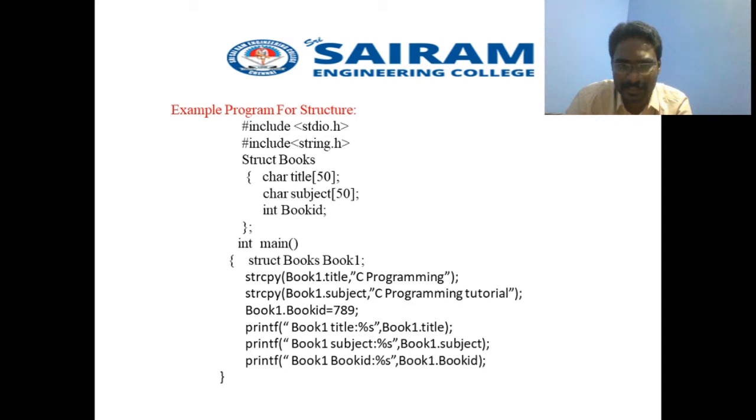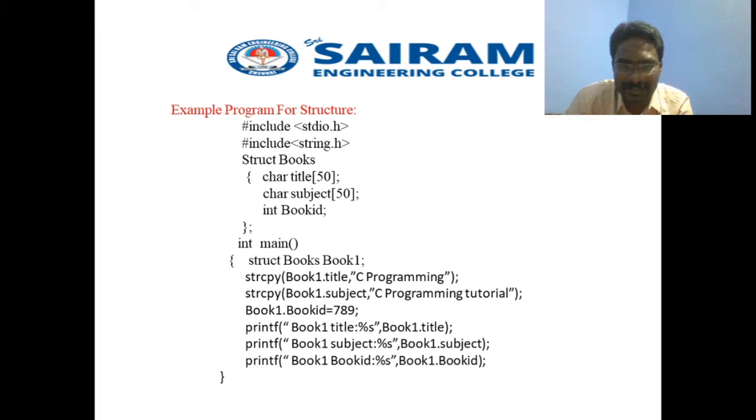First, you need to assign the value for the title. The procedure is to use the string copy method to assign the title name, C programming, within double quotation marks, and then this string will be copied to the variable book1.title. You know how to access the structure variable through the object of book1. So the string C programming will be copied to the variable title.